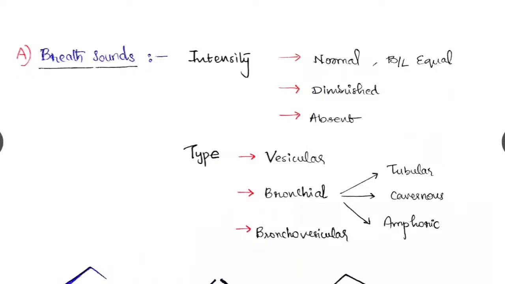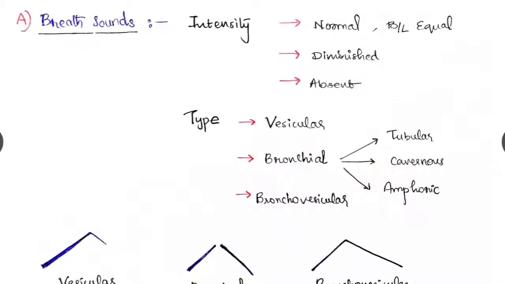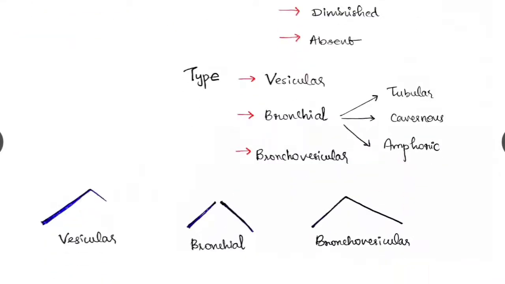What are we auscultating? First, the breath sounds. Its intensity we have to look at, whether it is normal, bilaterally equal, diminished or absent. We have to look at the type, whether it is vesicular, which is the normal one, bronchial or bronchovesicular. If it is bronchial, we have to check whether it is tubular, cavernous or amphoric. It will be a little bit higher level, still, if it is possible, we have to check it.